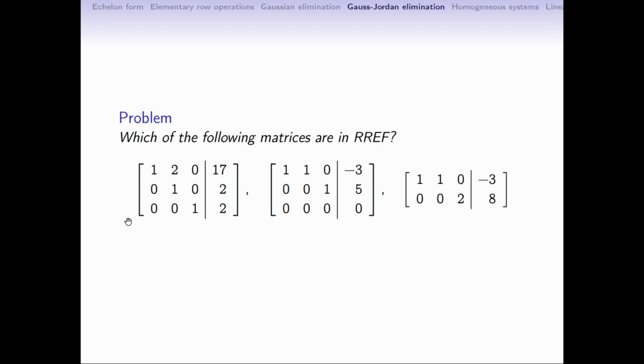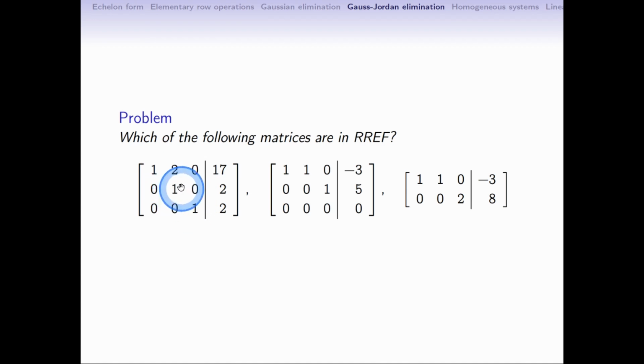Now, let's go on and consider whether it's in reduced row echelon form. So we need to check that every leading entry is a 1, and that is true. Each of these leading entries is a 1. Finally, we need to check that each leading entry is the only non-zero entry in its column. And we can see that this is fine. This leading one is all by itself in this column. In fact, this leading one is all by itself in its column. It's the only non-zero entry.